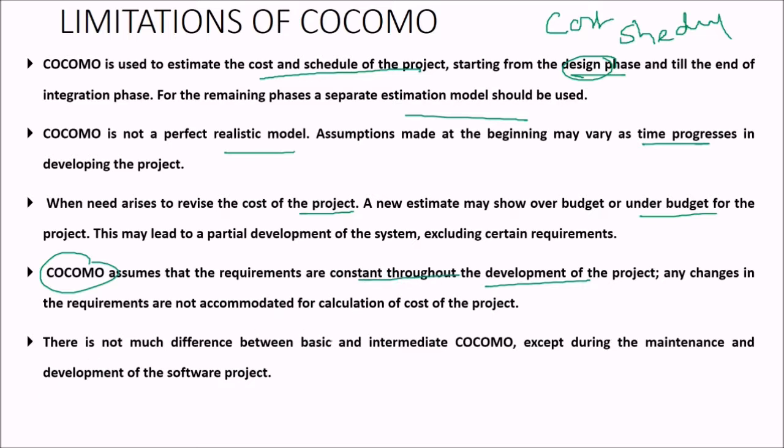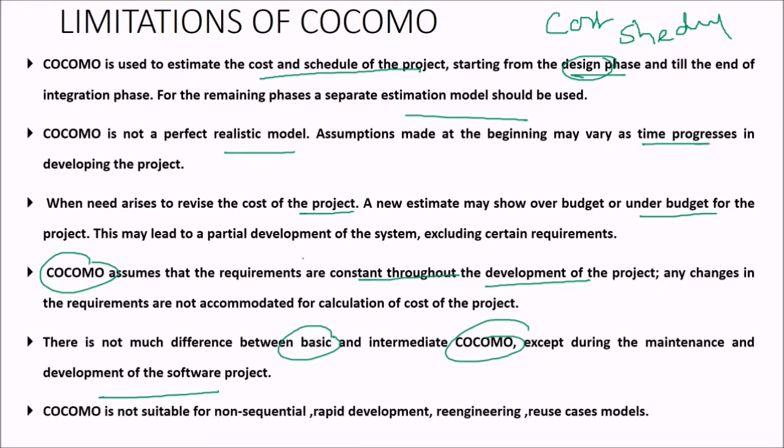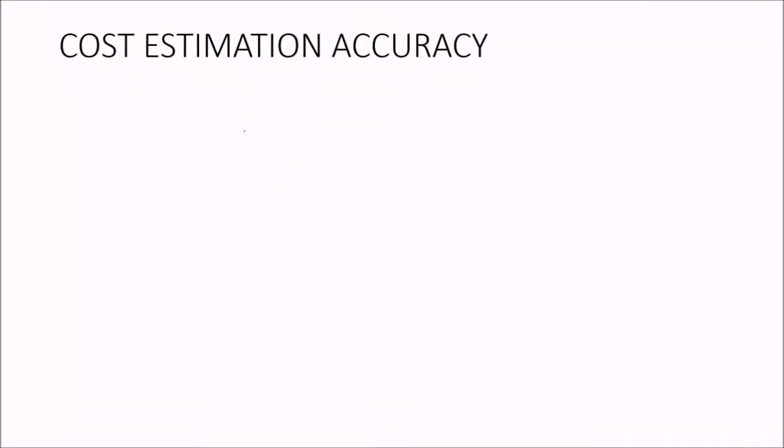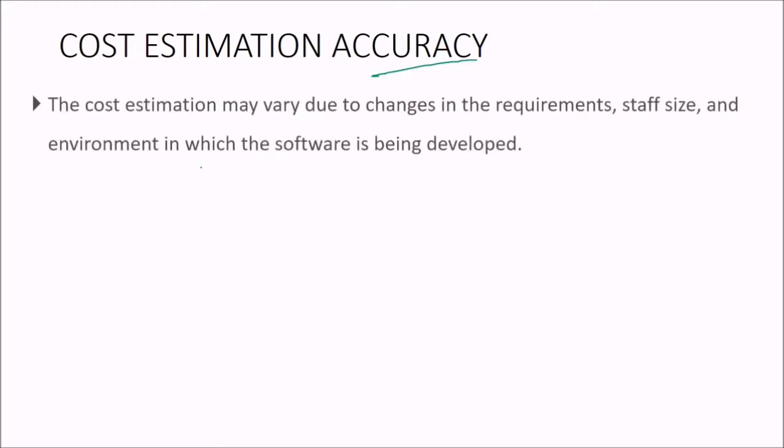There is not much difference between the basic and the intermediate COCOMO except during the maintenance and development of the software project. COCOMO is not suitable for non-sequential, rapid development, re-engineering, and reuse case models. This is important.